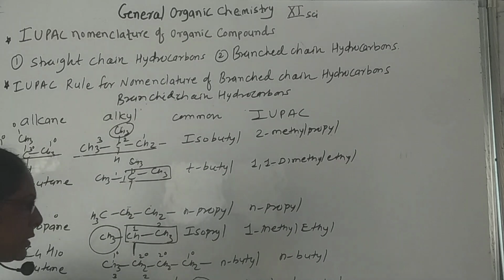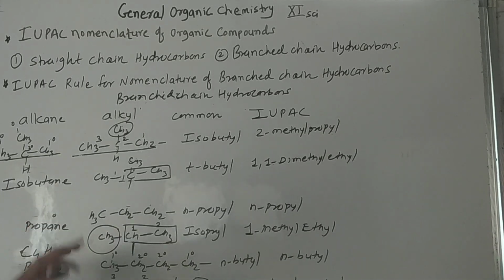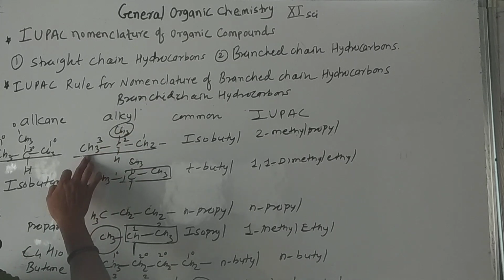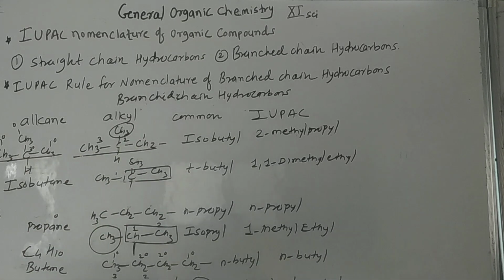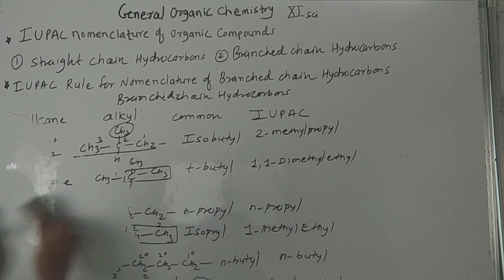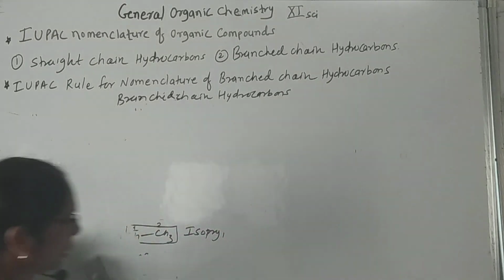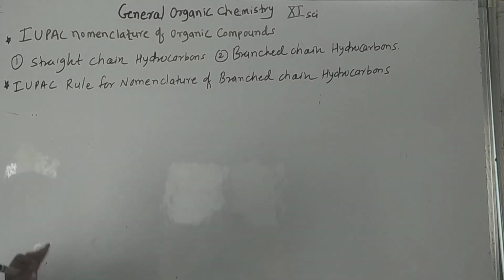In the case of the secondary butyl, its name is 1, 2, 3. So it is a propyl. So it is 1-methyl propyl. In the case of the isobutyl, the numbering is at 2. So 2-methyl propyl. The numbering is not given from here. The numbering is always from this branching. Here it is 1,1-dimethyl ethyl. Like this way, you can consider the common and IUPAC names of the branched alkyl groups that we require in the IUPAC nomenclature of the branched chain hydrocarbons.